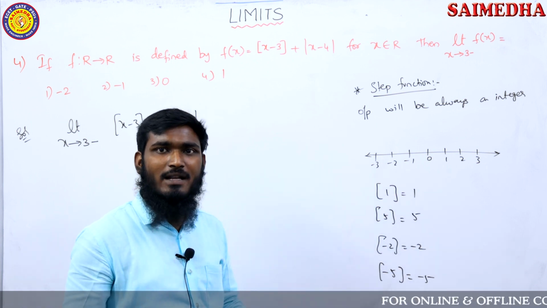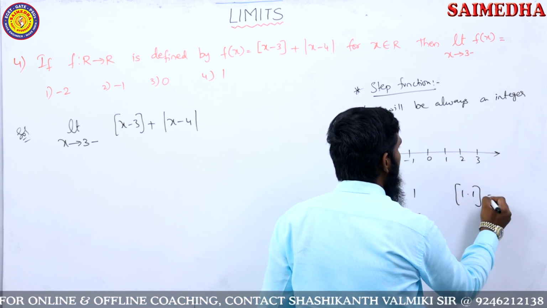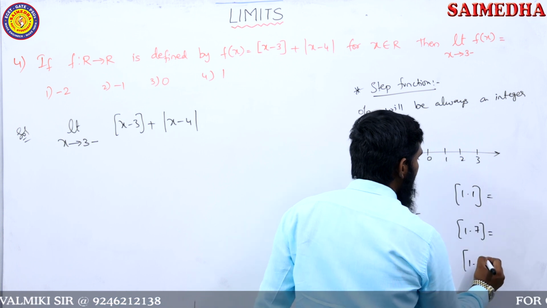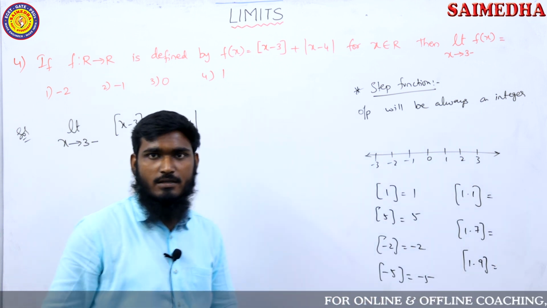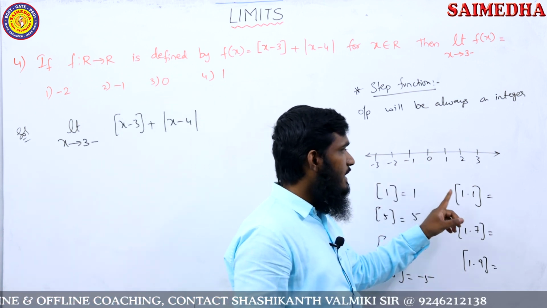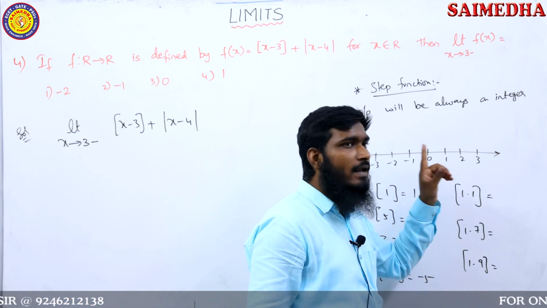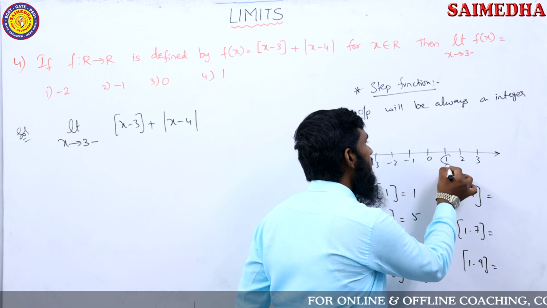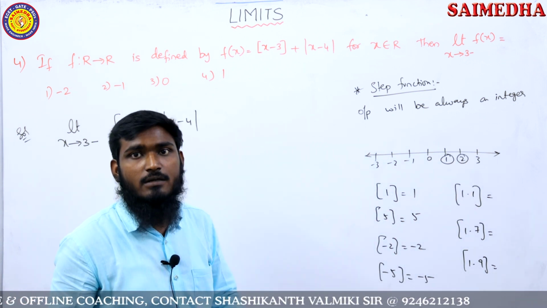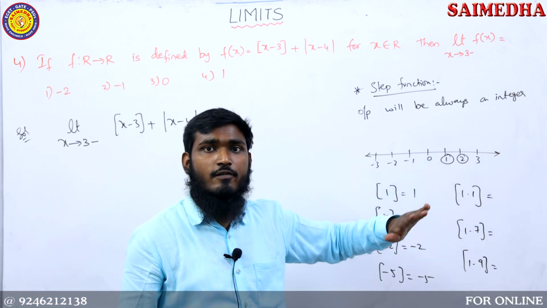If you take decimal numbers, such as bracket of 1.1, bracket of 1.7, bracket of 1.9, what will be the answer? You have to remember only one point. 1.1 lies between 1 and 2. After checking that, what do we have to do? We have to take the left number.